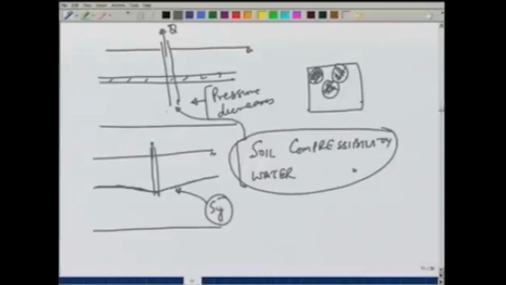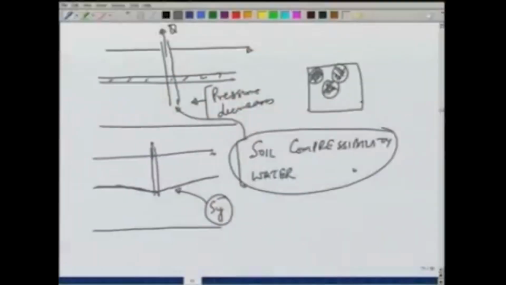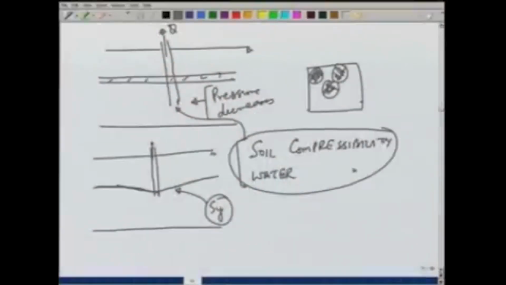So, when we derive the continuity equation, it is by nature different for confined and unconfined aquifers, and we would look at the derivation of the continuity equation using Darcy's law and balancing the inflow and the rate of change of storage within the volume.